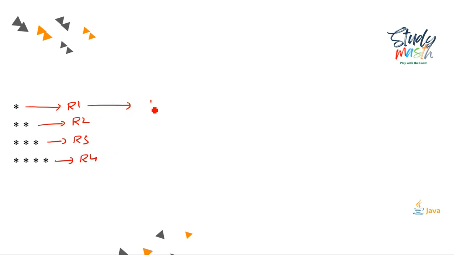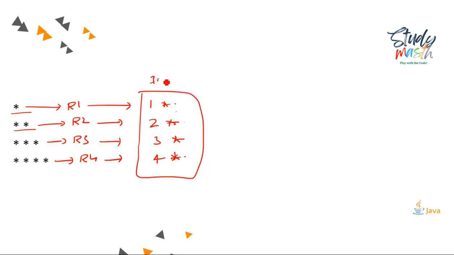Inside row 1 I had 1 star. Inside row 2 I had 2 stars. Inside row 3 I had 3 stars. Inside row 4 I had 4 stars. Now to print the stars we used System.out.print, and to go to the next line after we finish one entire row, that is when we went for println. Whatever is happening inside a row, we put in the inner loop. This we put in the outer loop.